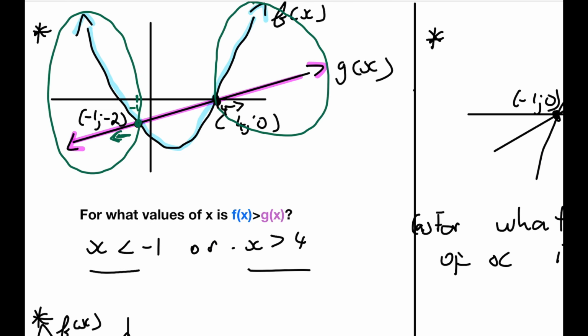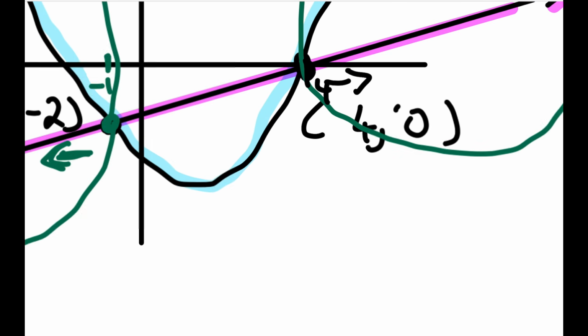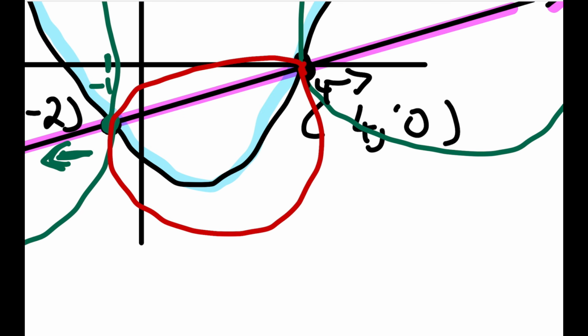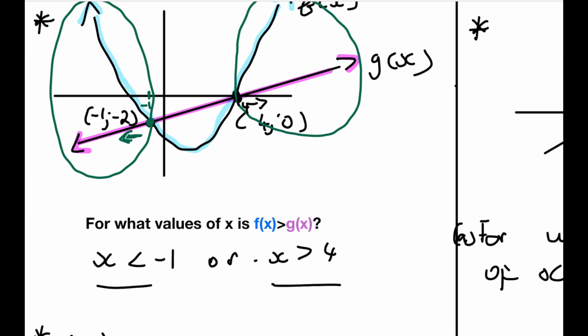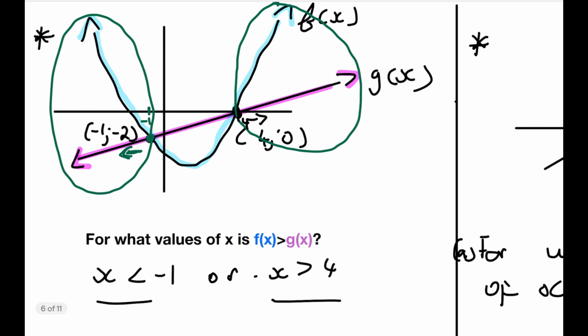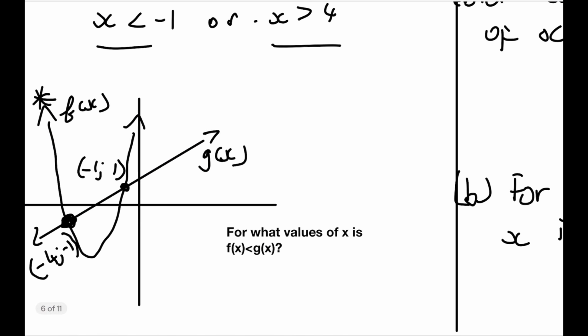Now mind you, between -1 and 4, if you zoom in on that section, you will notice immediately that the pink graph is above the blue graph there. We're not interested in that region. The question is asking us for where the blue graph is above the pink graph. I hope this makes sense. Let's look at more examples.